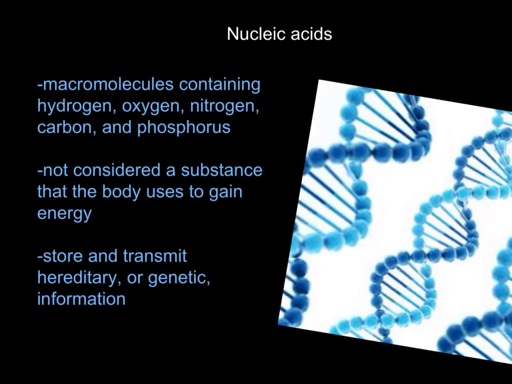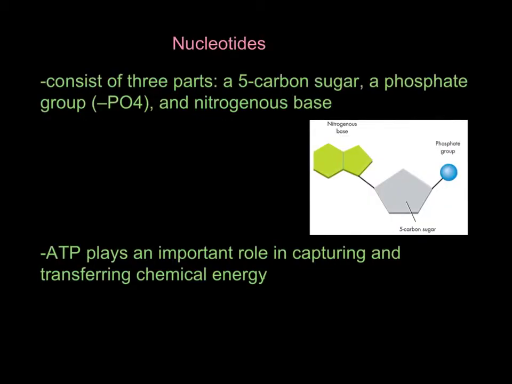Next are nucleic acids, macromolecules containing hydrogen, oxygen, nitrogen, carbon, and phosphorus. Not considered a substance that the body uses to gain energy, they store and transmit hereditary or genetic information. Nucleotides are, of course, part of nucleic acids. They consist of 3 parts: a 5-carbon sugar, a phosphate group, and a nitrogenous base.